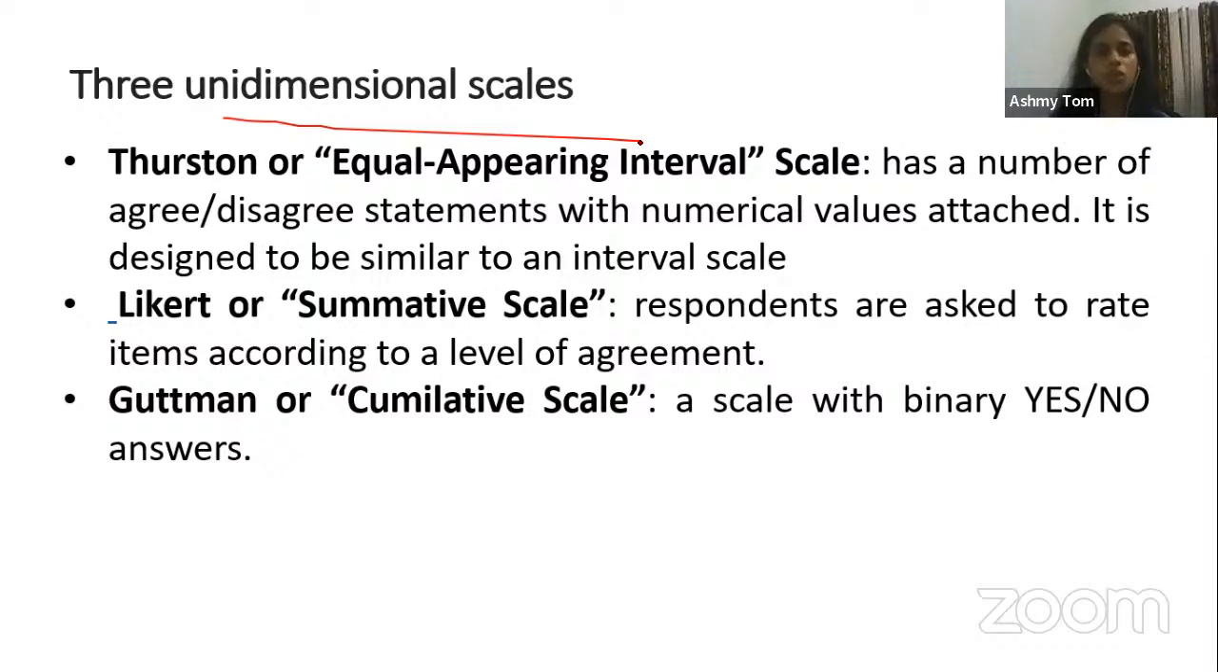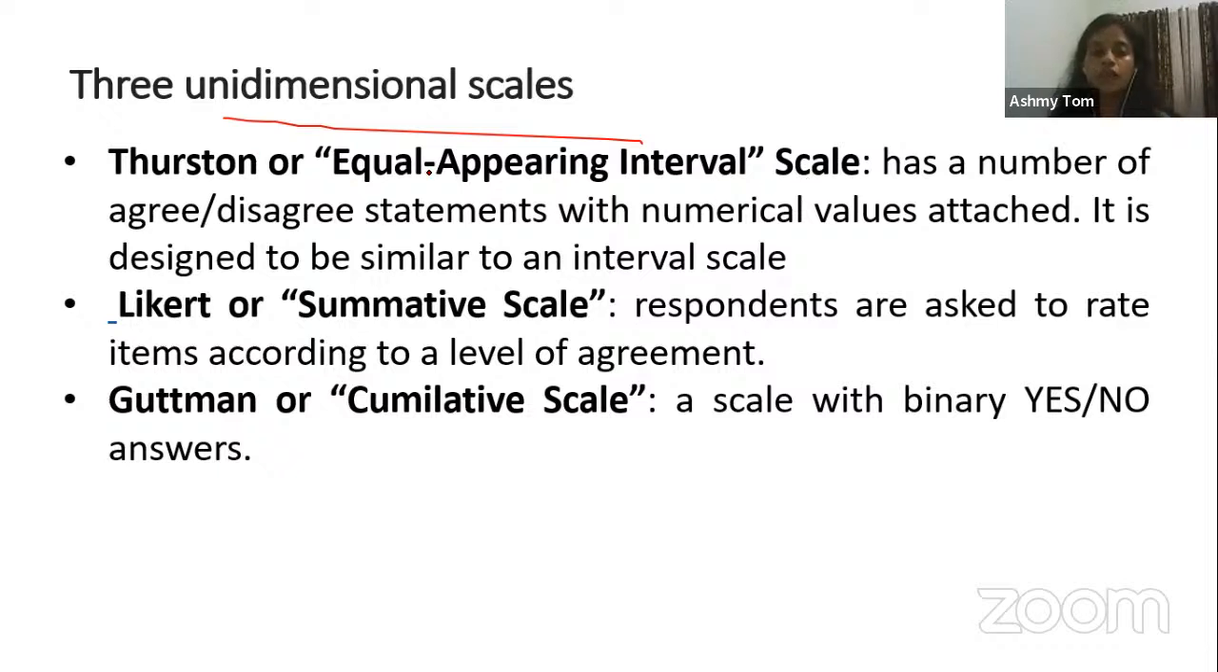Especially it is used in the social sciences for psychological understanding, like whether you like a particular good, whether we are very satisfied, not that satisfied. All that comes in the picture of unidimensional scales. We are only measuring one dimension, one single characteristic. So that is why it is a part of unidimensional scales. There are basically 3 unidimensional scales, that is Thurstone or equal appearing interval scale.